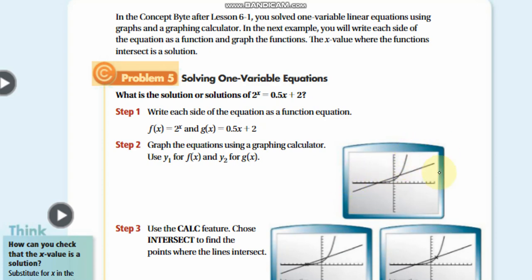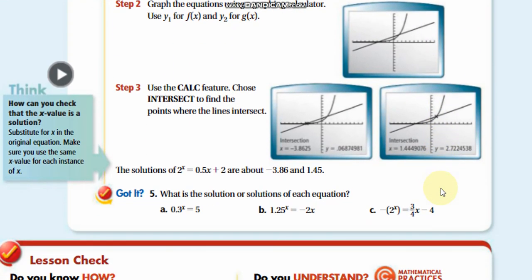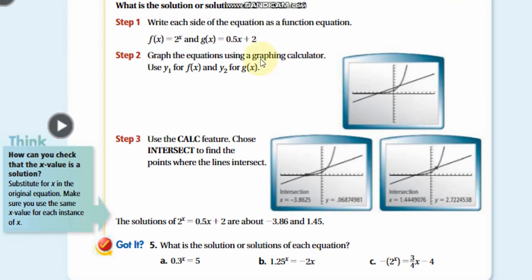And where they intersect each other, they find it using the graphing calculator. They use the calc feature and choose intersect to find the points where the graphs intersect. So you can find these three points using the calculator.